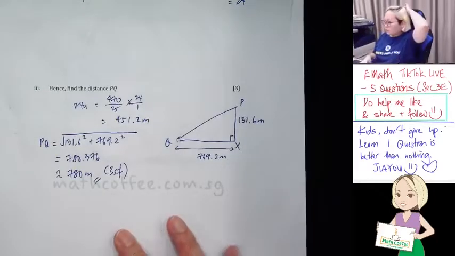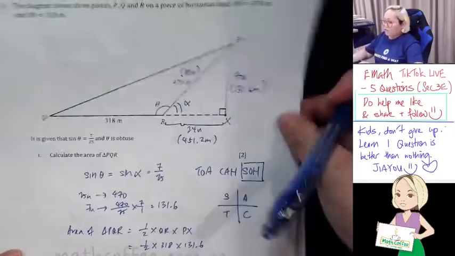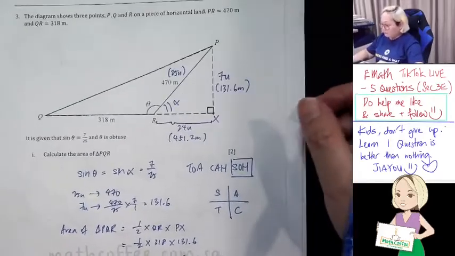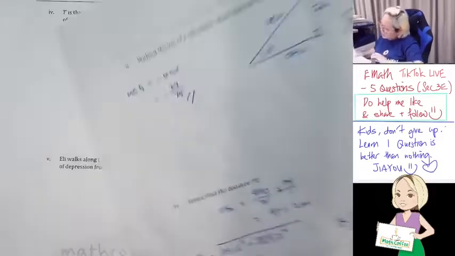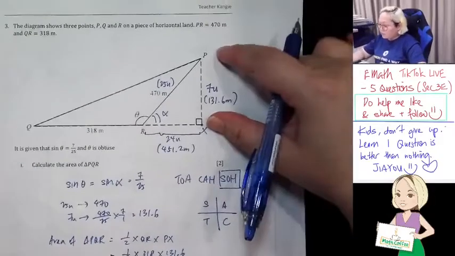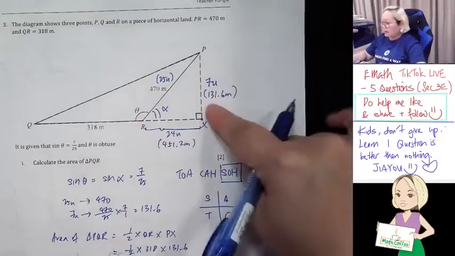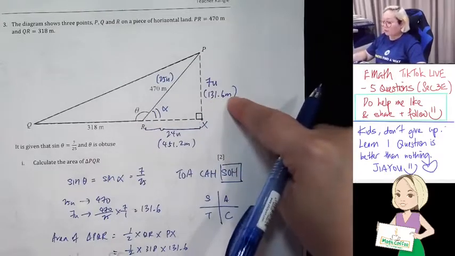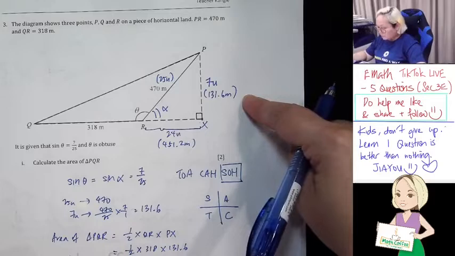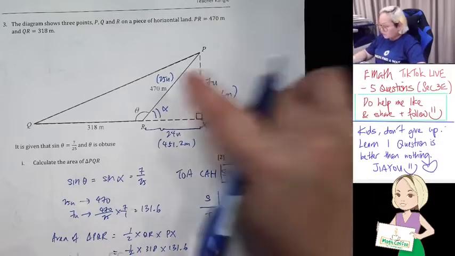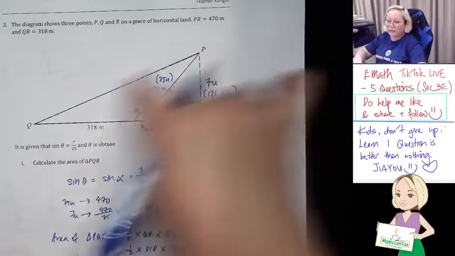Okay? So this one is pretty straightforward. The only thing is that, you must always make it a habit. Once you find the information, you always update the diagram. So just now I updated 131.6, correct? Because I updated that, that's why I know that to find PQ is just you looking at the big right angle triangle.